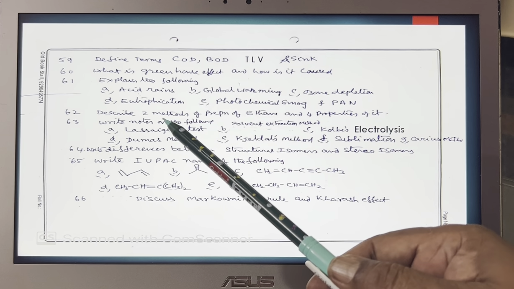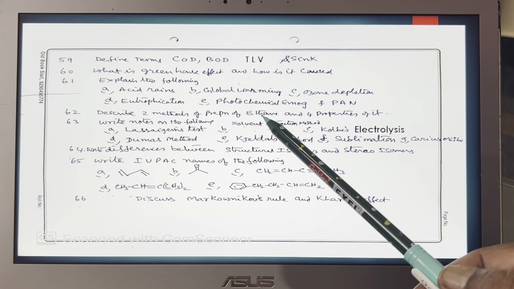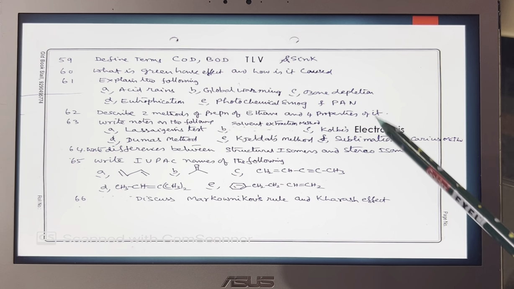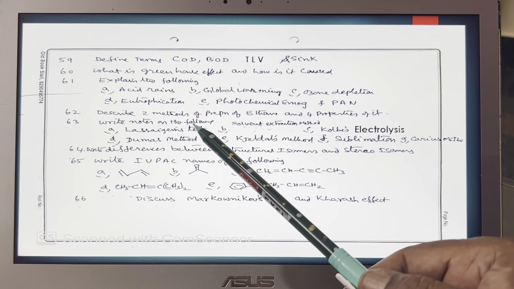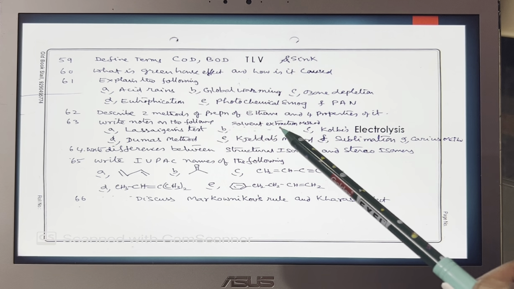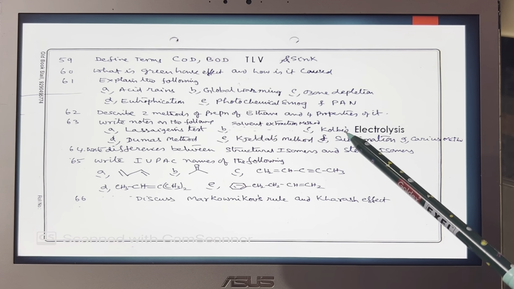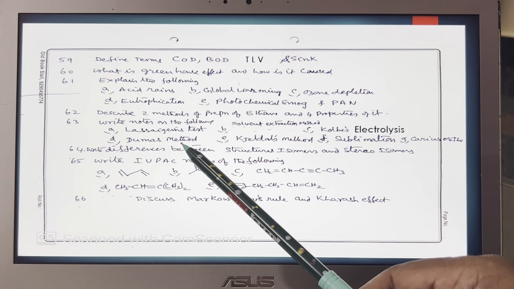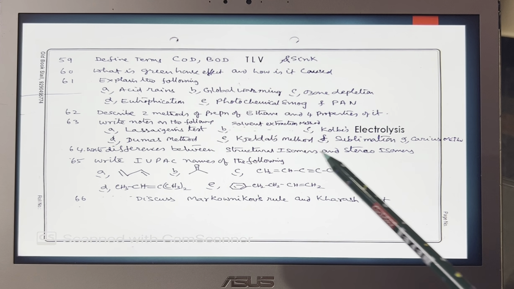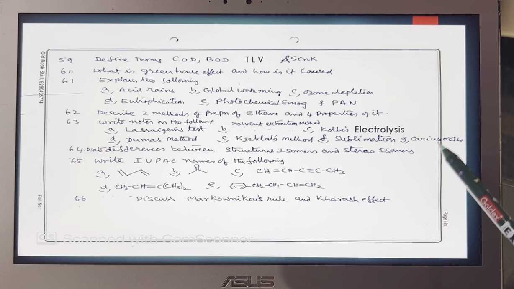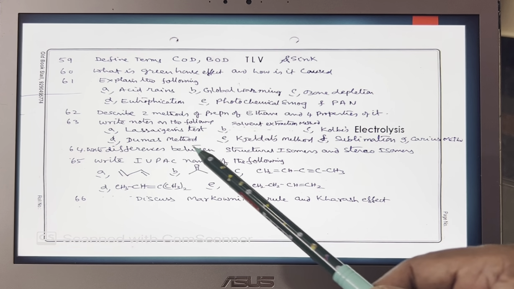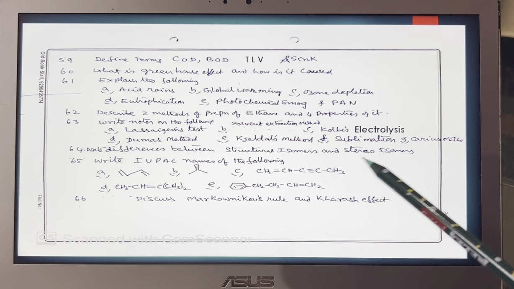Discuss 2 methods of preparation of ethane and 4 properties of it. Write notes on the following: Lassaigne's test, solvent extraction method, column chromatography, Dumas method, Kjeldahl's method, sublimation and Carius method. Write the difference between structural isomers and stereoisomers.